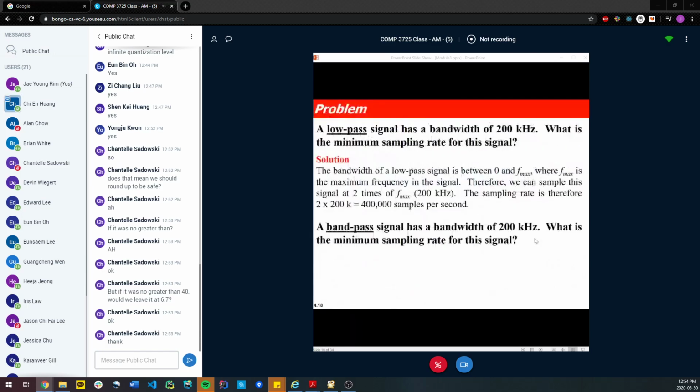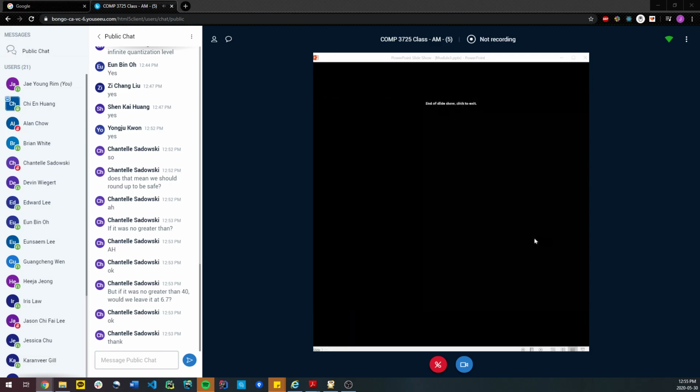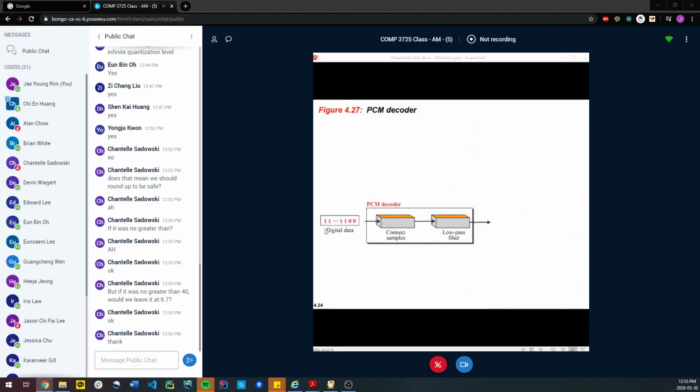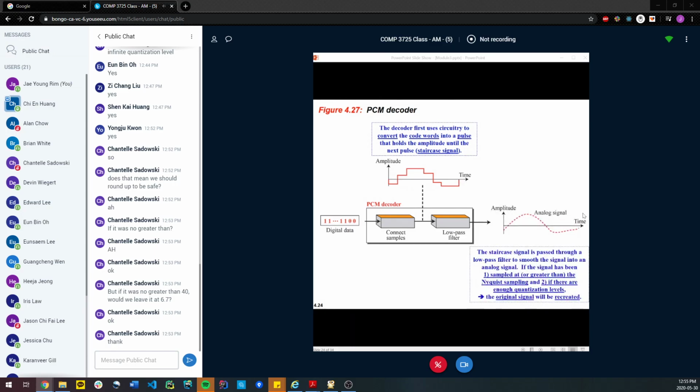What does that mean? If I take a look, and this you're not responsible for, what the receiver does is simply this. If I get a string of 1s and 0s, the first thing I would do is create what we call a staircase signal, because that's what it is, the discrete levels. Then I would need to smooth it out to obtain the analog signal. This analog signal will be a true reproduction of the original sending signal if 2 conditions are met. Number 1, we sample at or greater than the Nyquist sampling. Not guaranteed, but a very high probability of reproducing it.